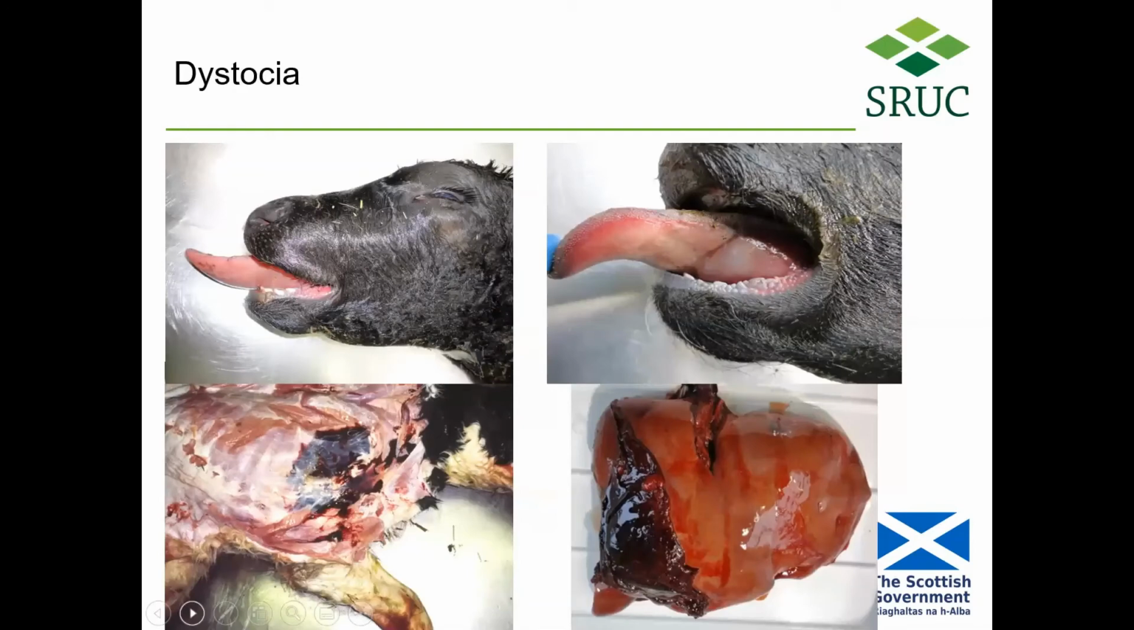I'll just make mention of this as well. This is more erring onto the side of stillbirth, but this is where on-farm PMs can be really, really useful for your farmer clients. Not necessarily to diagnose an infectious cause of abortion, but just to demonstrate what the issues are. And actually, when you get to stillbirth, dystocia is one of the really common causes of abortion that we see.